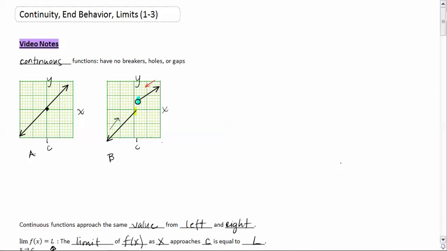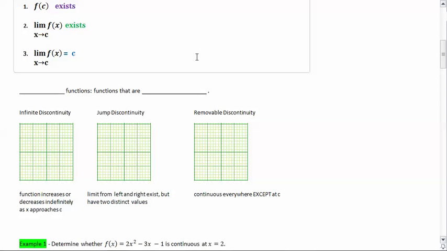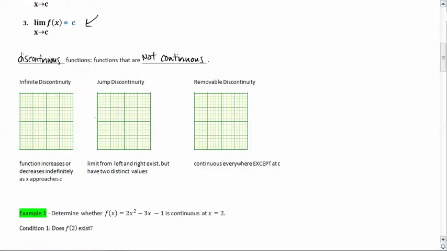So we can talk about this function as discontinuous, and this function as continuous. So discontinuous functions are functions that are, surprisingly, not continuous. That's how we define them. So if they do not satisfy these three things, then we call them not continuous. There are three different types of discontinuity that we have.